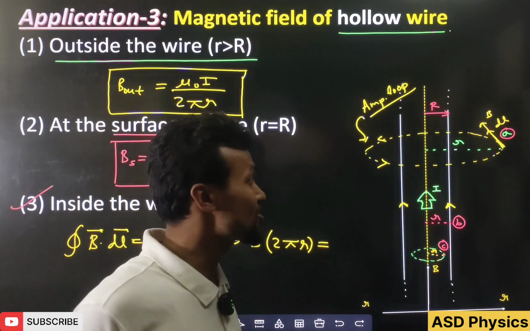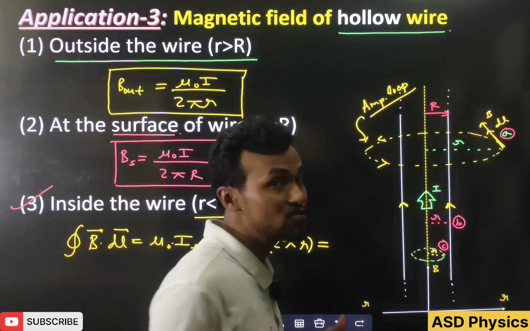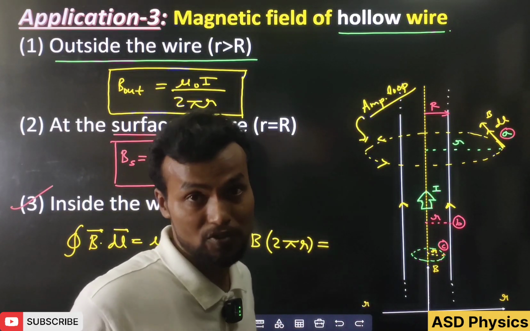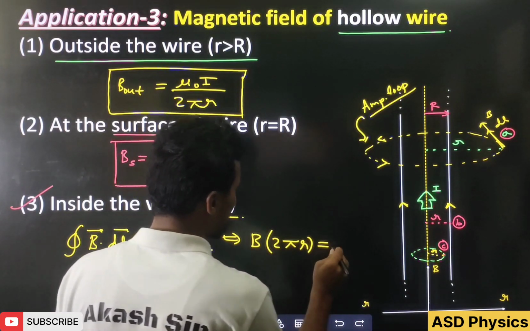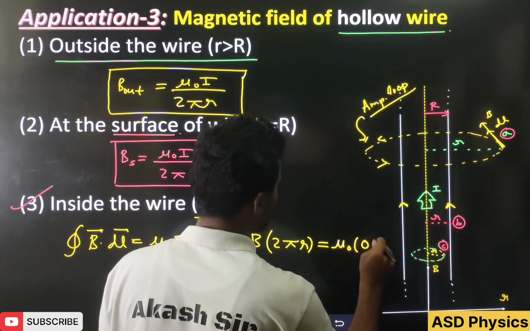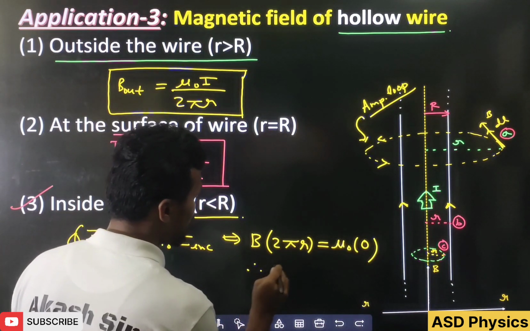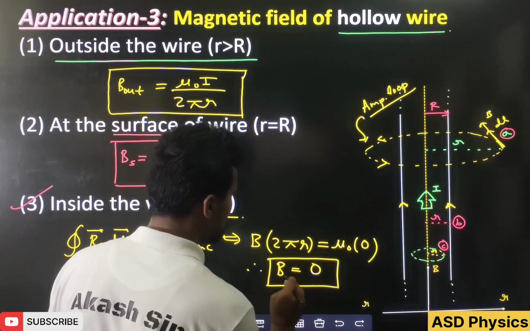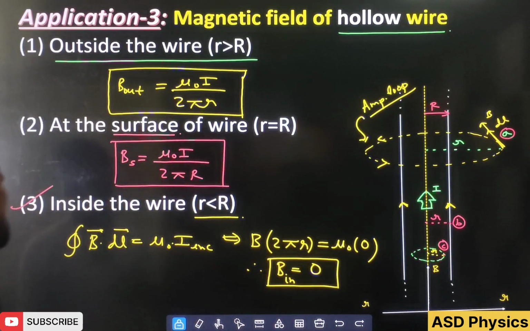No, current is not enclosed, because the current is flowing on the surface. There is no enclosed current, no area of cross section, only surface. So the enclosed current will be 0, and this makes the magnetic field 0 inside the hollow wire. Inside the hollow wire, how much magnetic field? 0.